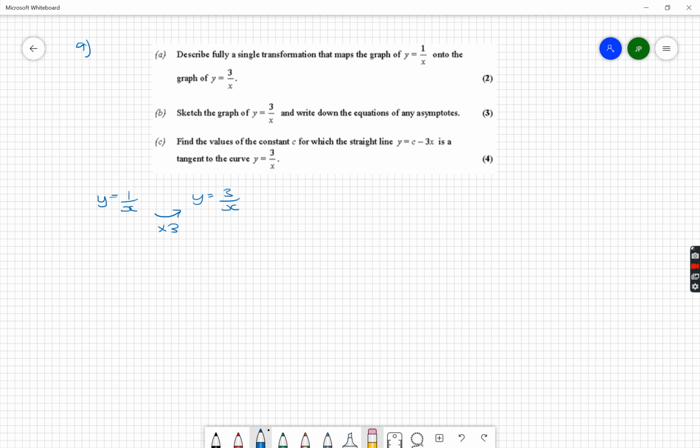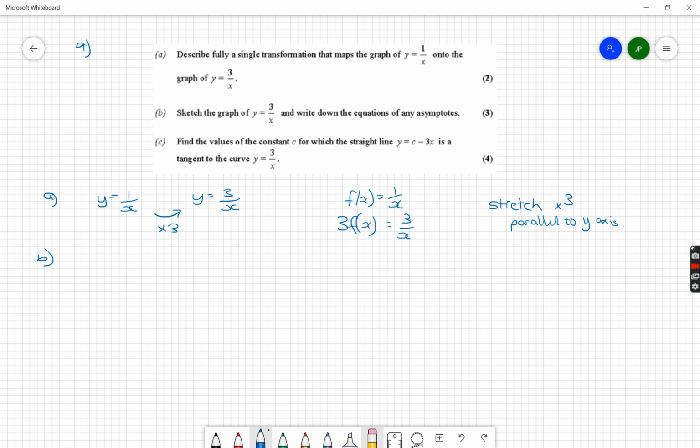Okay, so what I want is, if I'm going to call f of x 1 over x, I'm timesing that by 3, so I want 3 f of x. If I've got 3 f of x, that means I must have done a stretch in the y-axis, so I've got a stretch times by 3 parallel to the y-axis. Okay, nice simple function transformations to begin with.